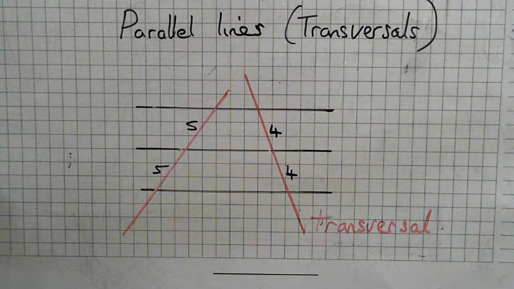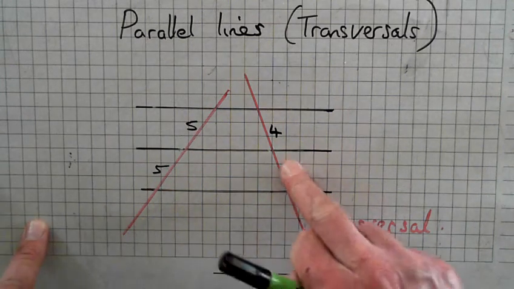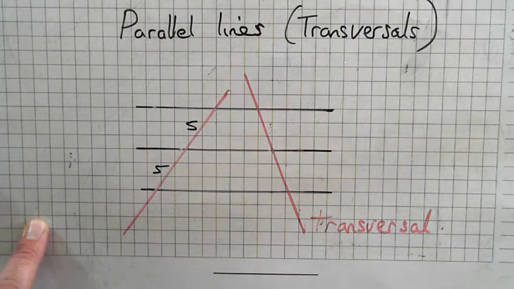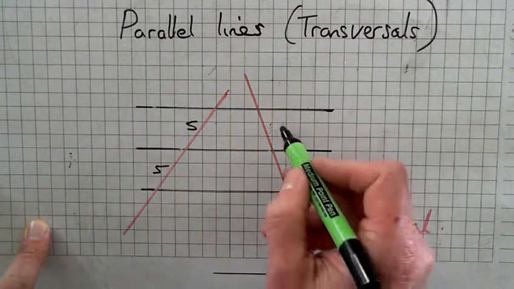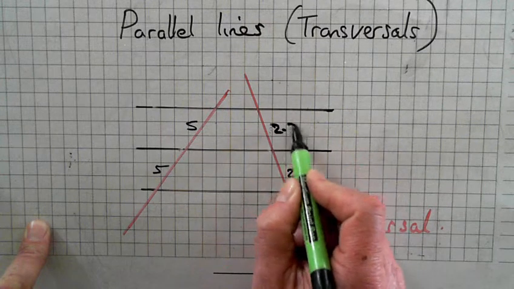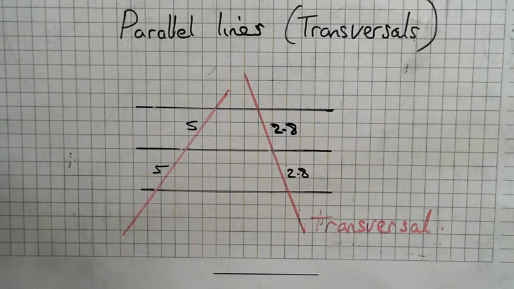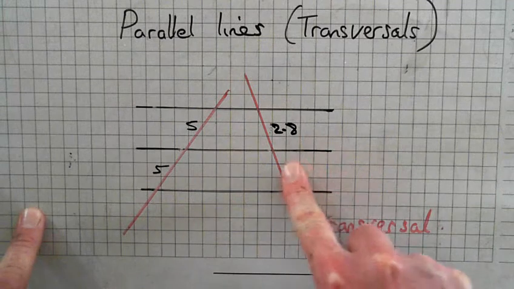So now if I go on to the example on the next page. For example, if this was 2.8, you can be definitely sure that this is going to be 2.8 as well. Right, if I give you a different example.